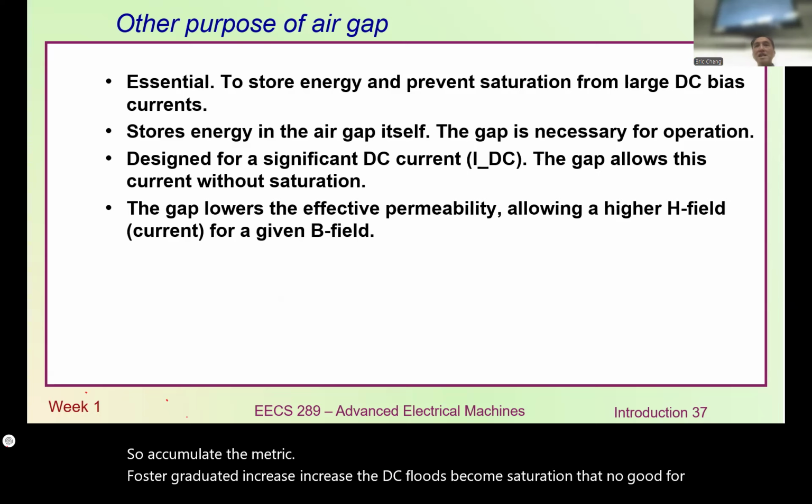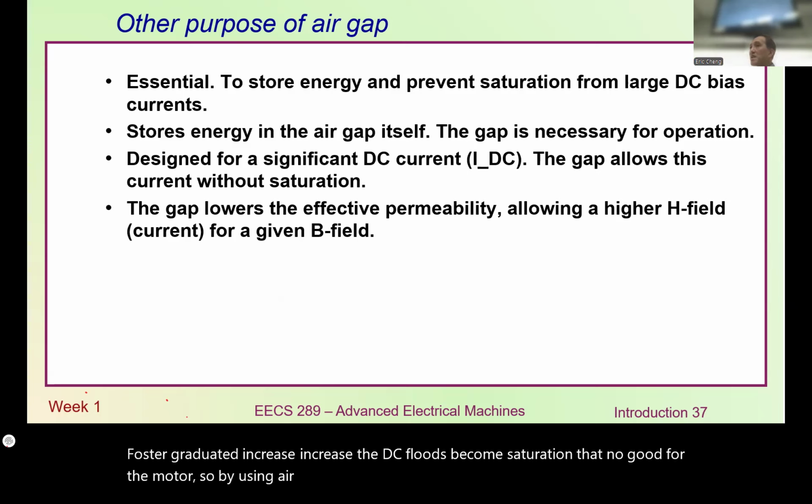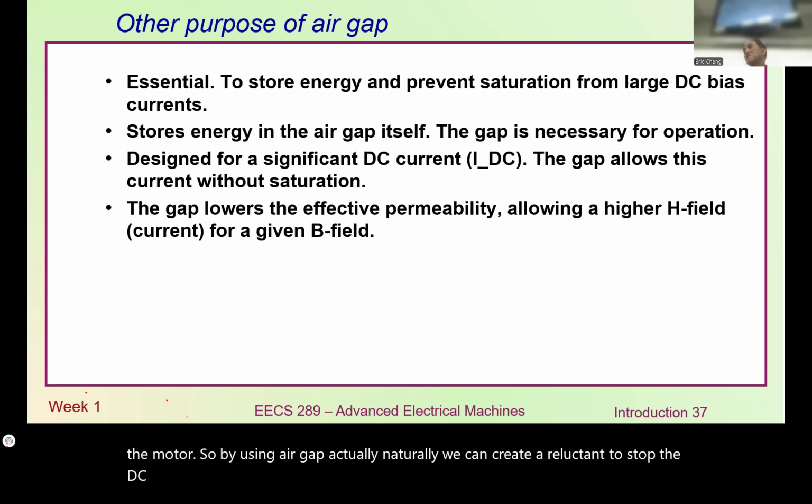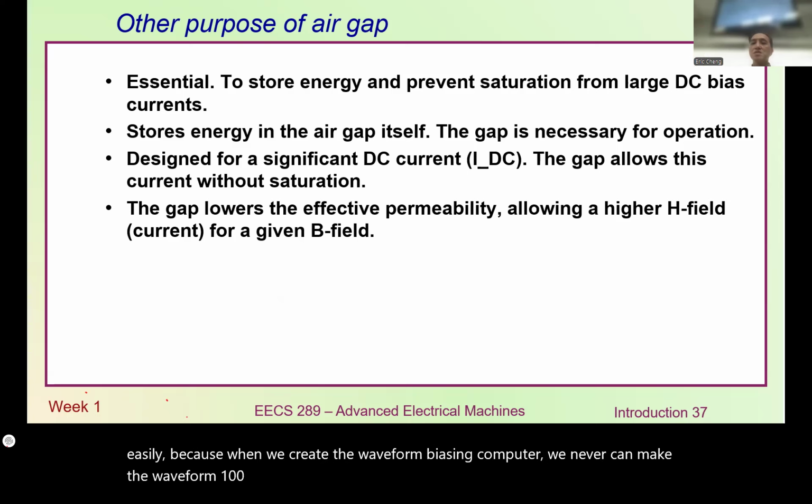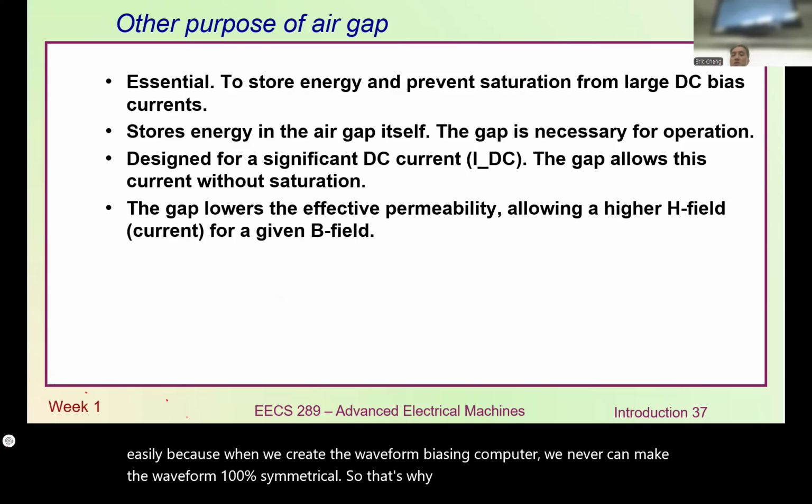So by using an air gap, actually we can create a reluctance to stop the DC bias. So that's why the motor can become much safer. They don't saturate so easily. Because when we create the waveform by using a computer, we can never make the waveform 100% symmetrical. So that's why putting in an air gap is good to eliminate the DC saturation.